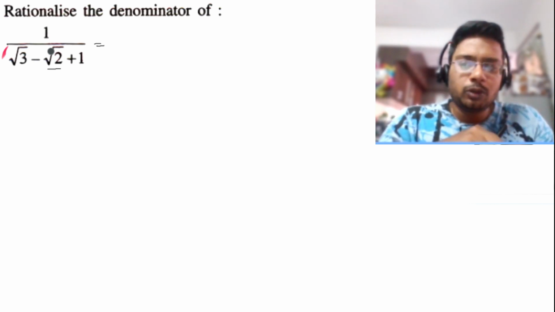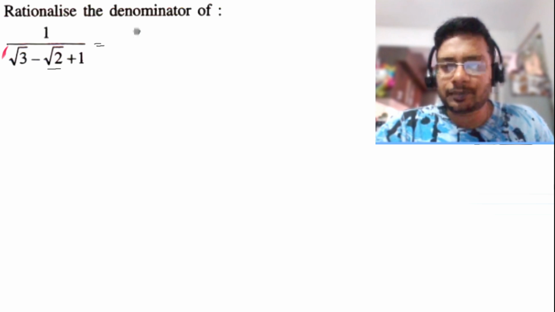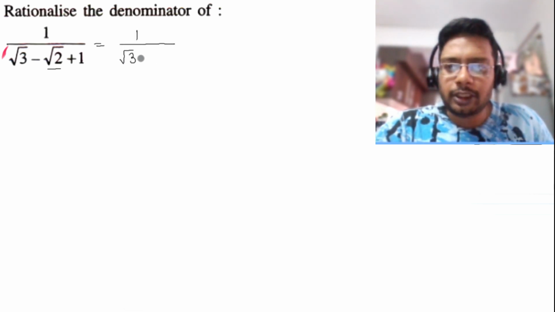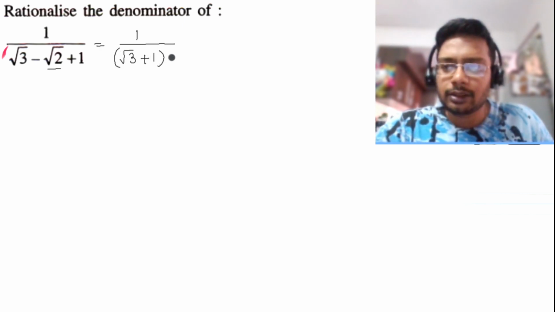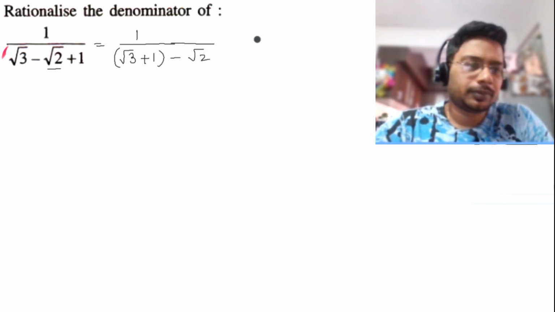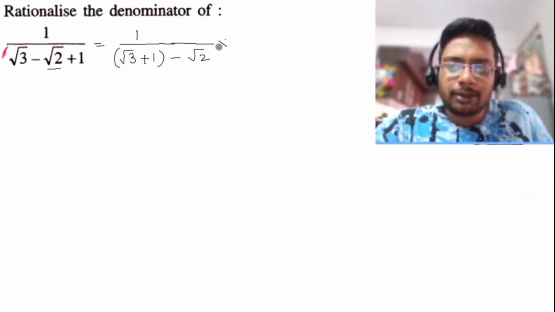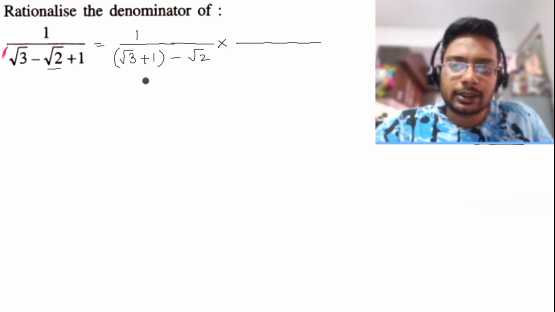You just keep root 2 separate, and root 3 you pair with 1, like this: root 3 plus 1. Maybe keep them together in a bracket, minus root 2. Understood this step? Yes. Now next step, you rationalize it, considering this as a and this as b.